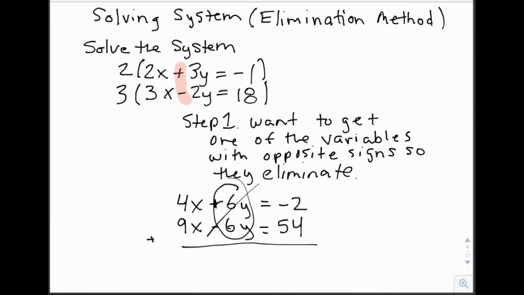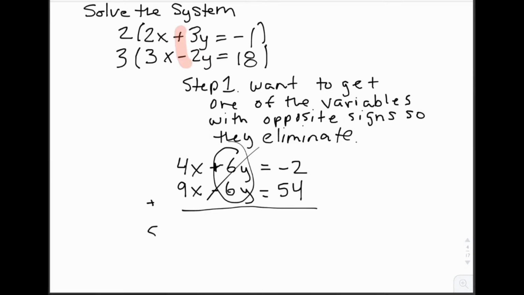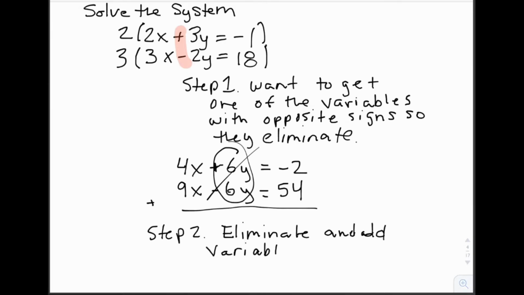So this will be our step 2 here. So step 2 says to eliminate and add, in this case, our variables and our constants. So let's go ahead and perform step 2 here. So if we go ahead and add these up, add the 9x and the 4x, and then add the -2 and the 54, let's see what that will give us.